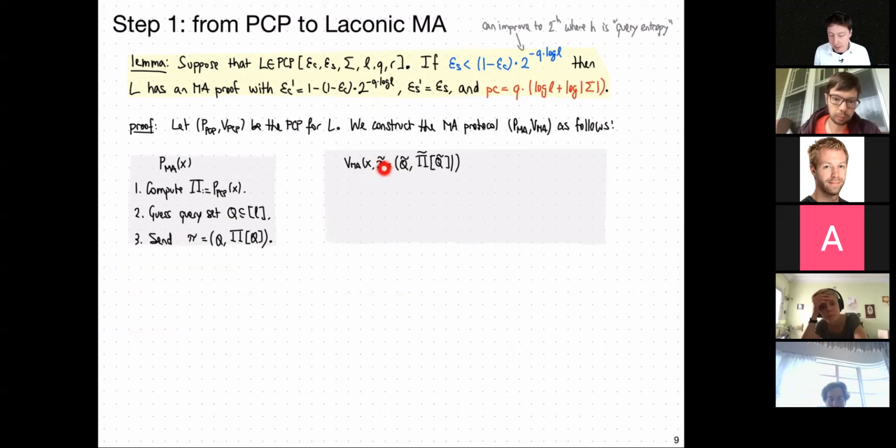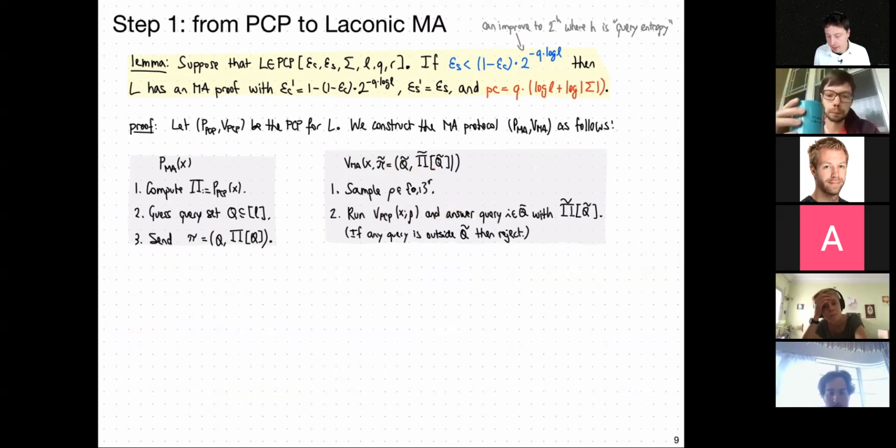The verifier receives this MA proof, which is a short certificate, of course, and regardless of what the prover did, it will sample its own randomness, run the PCP verifier, and answer every query according to the local view. And if any of them are outside the local view provided by the prover, then it just rejects.